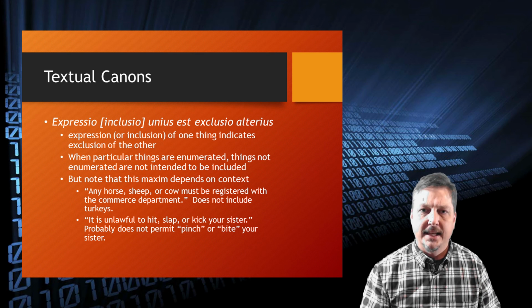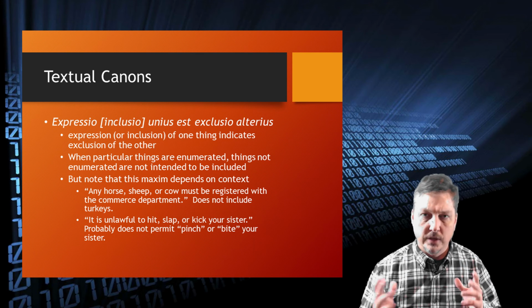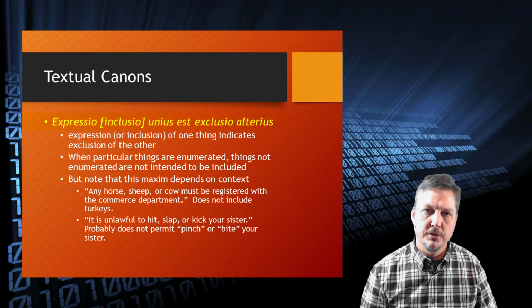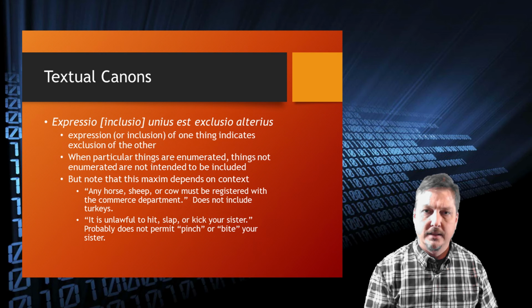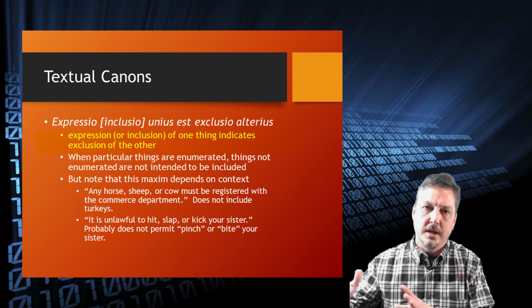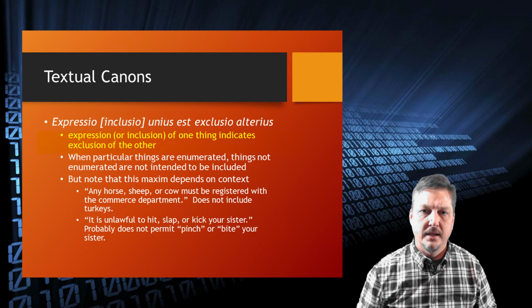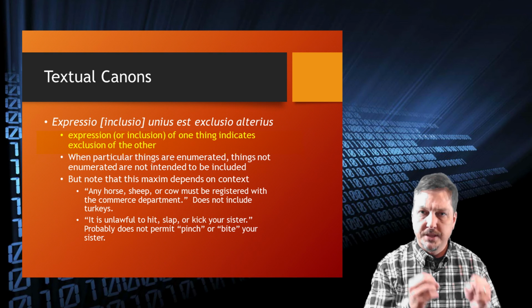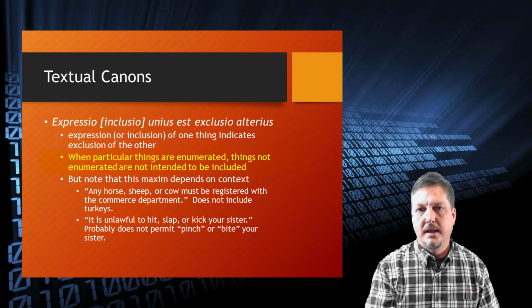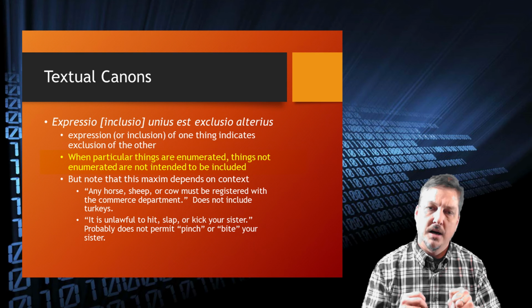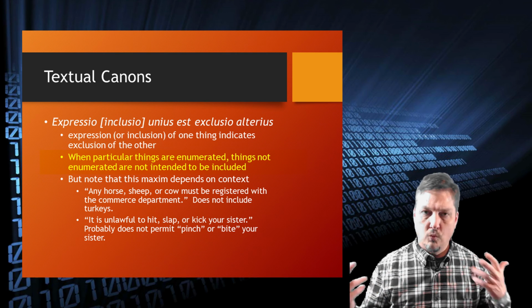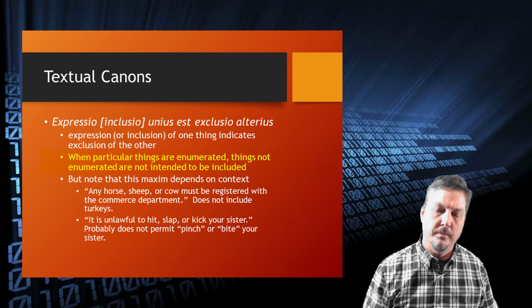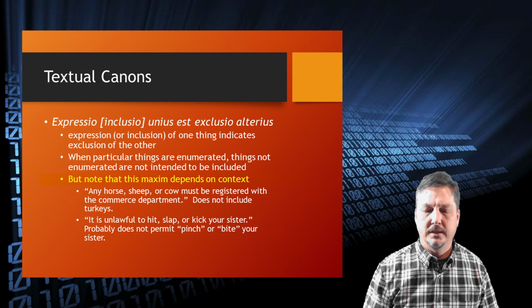Another one of these Latin canons that we'll look at is expressio or inclusio unius est exclusio alterius. The expression or inclusion of one thing indicates the exclusion of the other thing. Or another way of saying this: when there's particular things enumerated, things that are not enumerated are not intended to be included or covered by the statute. Again, of course, whether or how this might apply depends quite a bit on context.